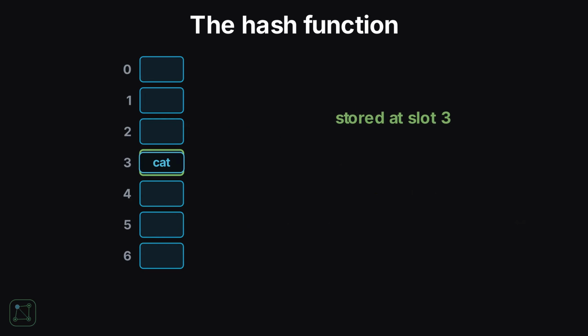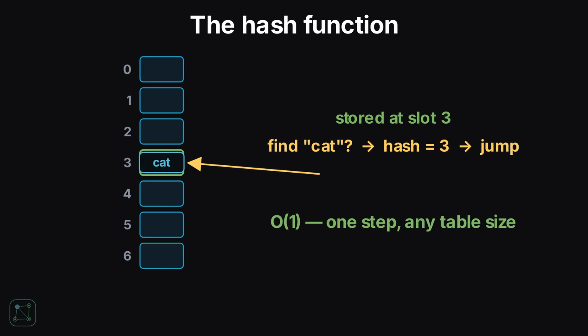Now storing and finding are both trivial. To store cat, hash it to slot 3 and drop it there. To find cat later, hash it again, slot 3, and jump straight to it. No scanning the other slots at all. That's the constant time lookup, order 1 on average, no matter how big the table.